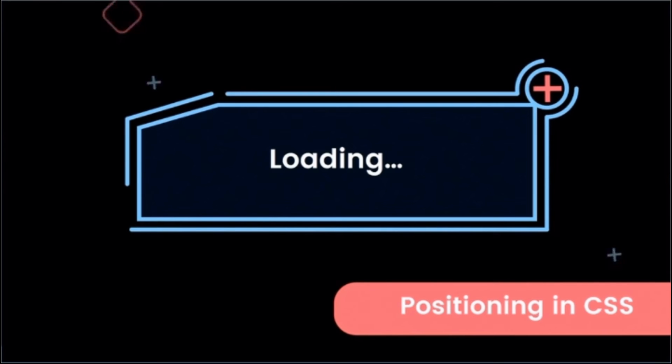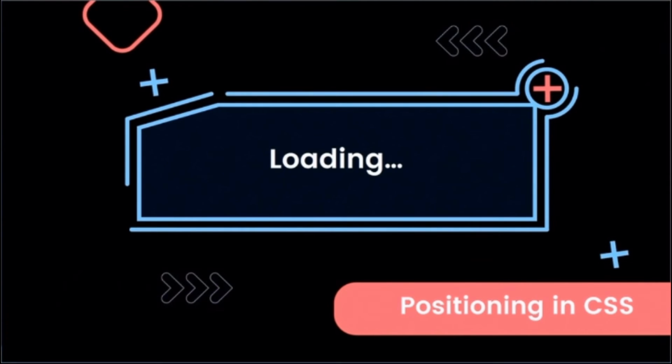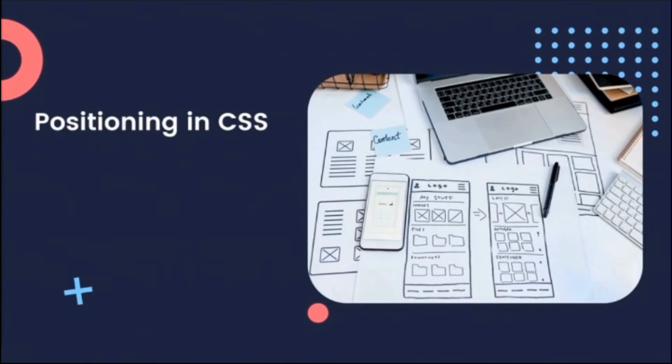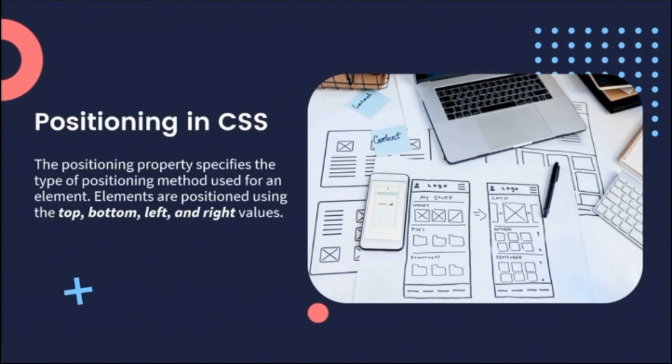Moving on to our next topic, positioning in CSS. Now, when it comes to positioning in CSS, it works slightly differently from padding, margins, and borders. Essentially, the positioning property specifies the type of positioning method used for any given element. So elements are positioned using the top, bottom, left, and right values. We must specify these values when we position any items or use the positioning property. However, these values will not work unless the positioning property is set before the directional parameters.